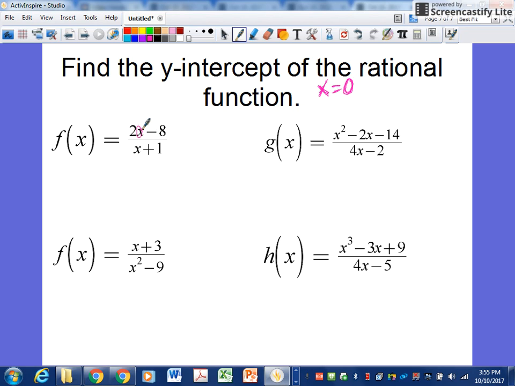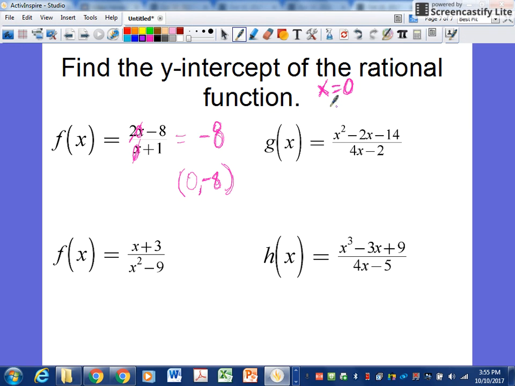So here we plug a 0 in, that's gone, here's a 0. So -8 divided by 1, we have a y-intercept at -8. Just like that. If you want to write it formally, it is the point (0, -8). That is the point where it crosses the y-axis, so that is technically the y-intercept.